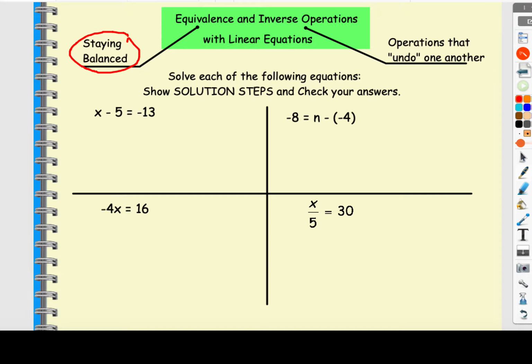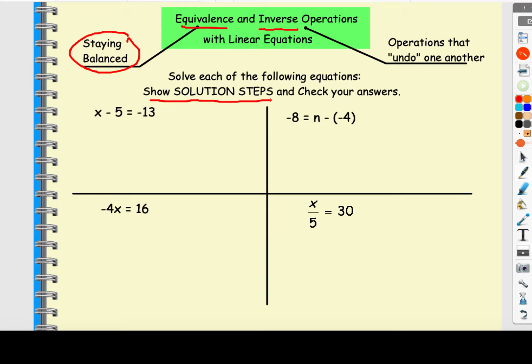Now, which operation we want to do depends upon what's already there, and that's where the inverse property comes into play. So again, equivalence and inverses. The inverse property says that we use one operation to undo another operation. So let's start solving. Down here at the bottom, we've got some equations, and we want to make sure that we show our solution steps. I'm going to demonstrate one method of showing our work.